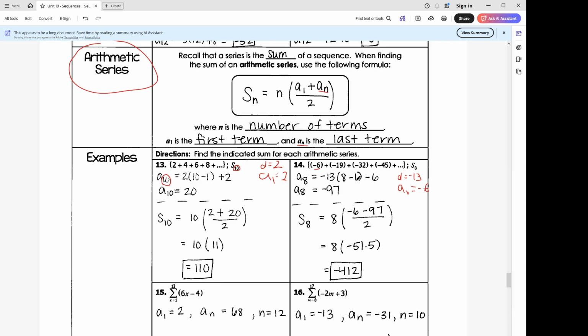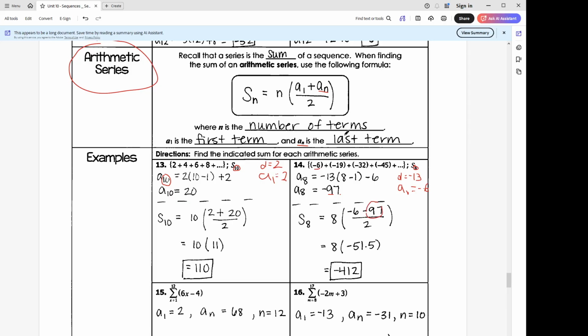Parentheses, n minus 1, n is 8, because we need the 8th term. We don't know what it is right now. So a sub 8 equals -13 times (8 minus 1), minus 6. When we simplify that, we get -97. So that's this guy right here.